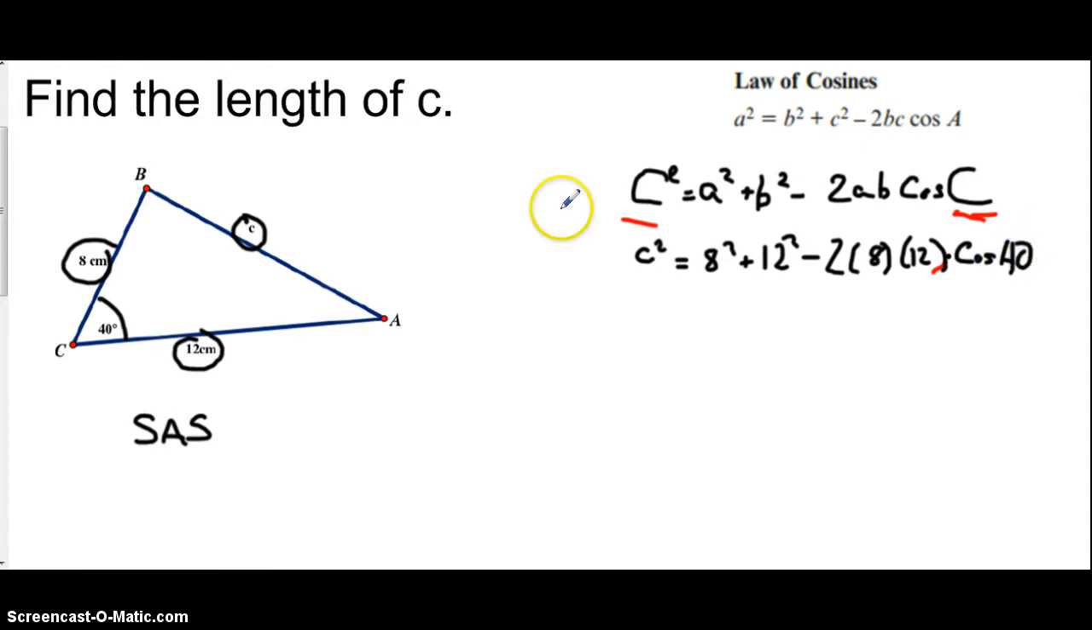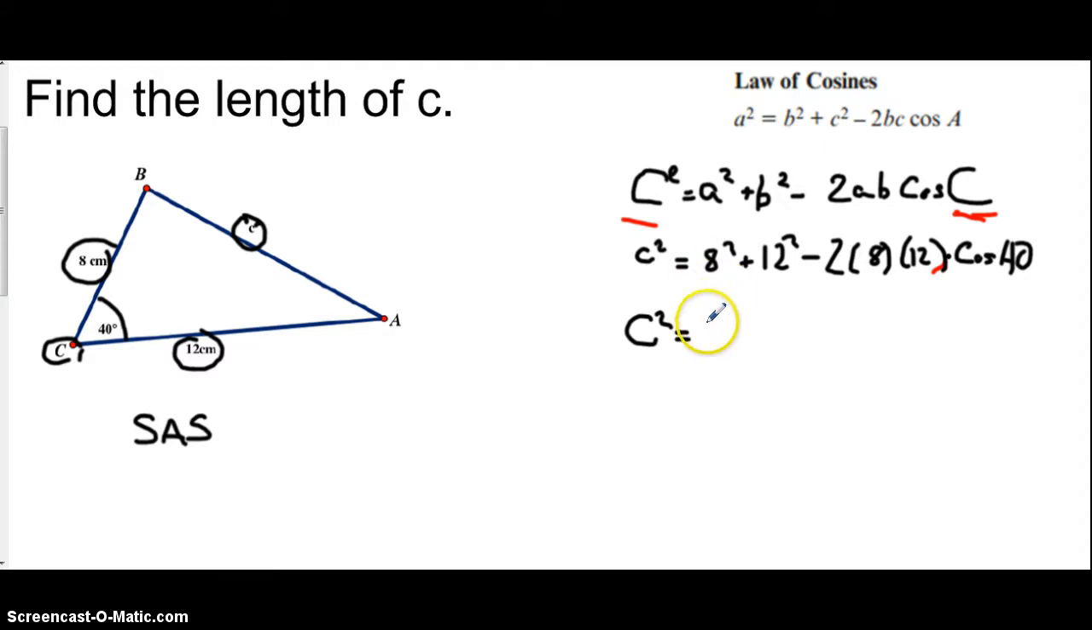How do I know it was 40? Because if you look, the opposite of C is 40 degrees, so that would be angle C. That's why it goes in there. All right, now what I'm going to do, you can follow along, do this with me, is I'm just going to plug this exactly into my calculator as it's written. So I'm putting in 8 squared and so on and so forth.